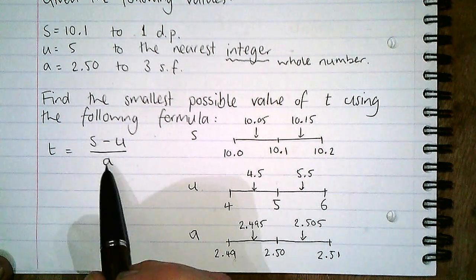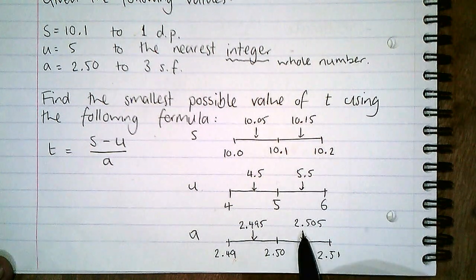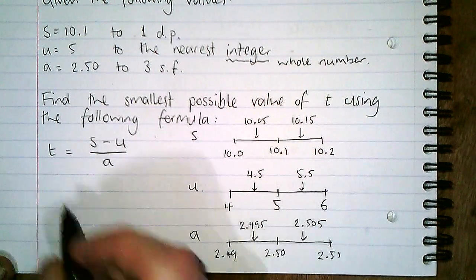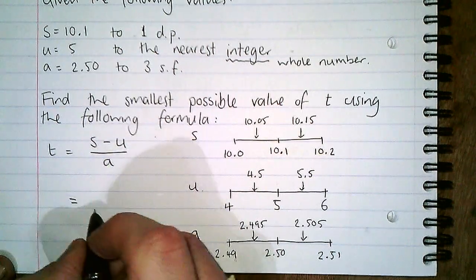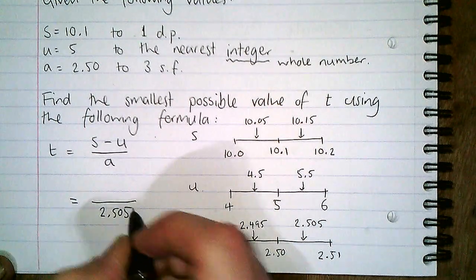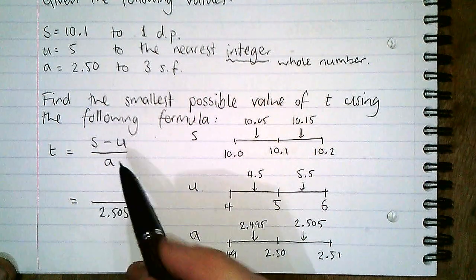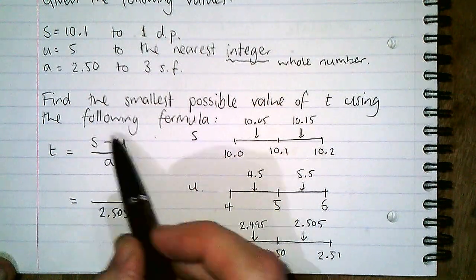So the bottom's easy. We just want to choose the largest value for A. So if we look here, our largest value for A was 2.505. So I'm going to write equals, put my divide sign in, and write 2.505 on the bottom, and that's the value of A done. So the largest thing on the bottom, smallest on the top.